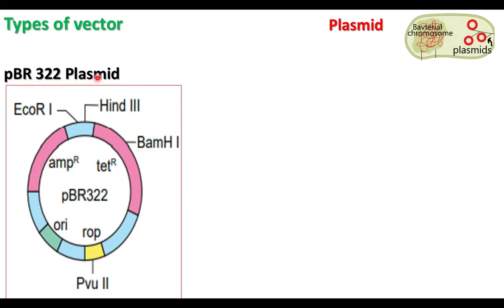pBR322 plasmid is a vector. It contains 4361 base pairs. The first letter, small p, indicates plasmid. The next two letters are the name of the scientists who discovered it. And 322 is the order of discovery. Here the number is 322, that means before the development of this particular plasmid, 321 plasmids were developed.